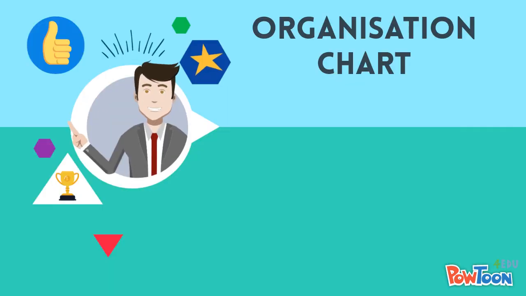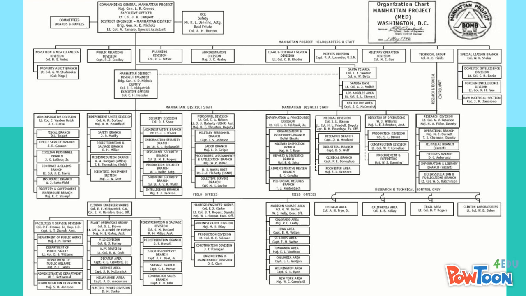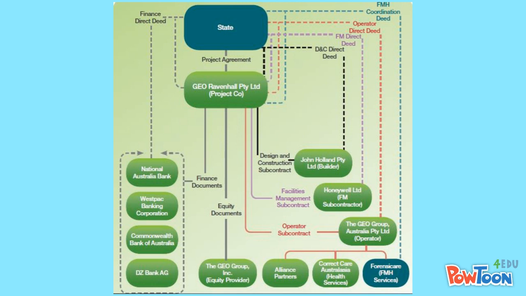A larger project can have many more team members, as shown on the organizational chart here for the Manhattan Project from World War II. This organizational chart shows the stakeholders in the Ravenshall Prison Project in Victoria. Have a look at the formal and informal relationships shown.